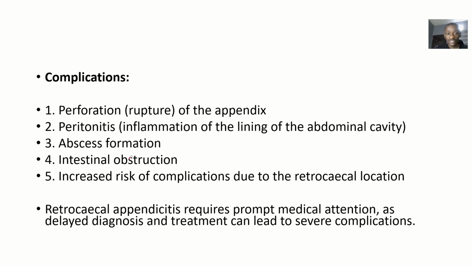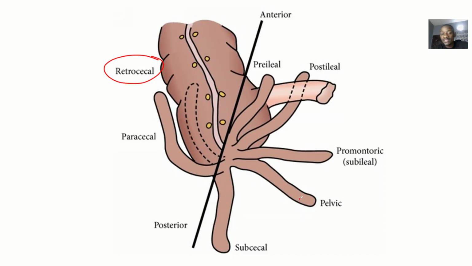Then for these complications, if it is behind the caecum, there's what? A higher chance of perforation or rupture of the appendix. If it ruptures, it can irritate the peritoneum, resulting in peritonitis, which is inflammation of the lining of the abdominal cavity. Then abscess formation, intestinal obstruction, increased risk of complications due to what? The retrocaecal location. So the appendix being behind this place is actually not nice.